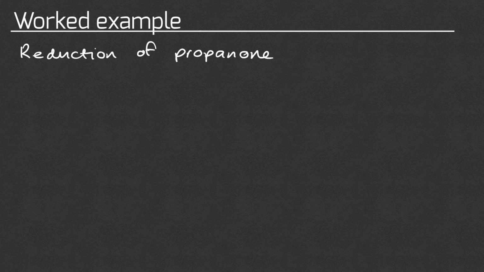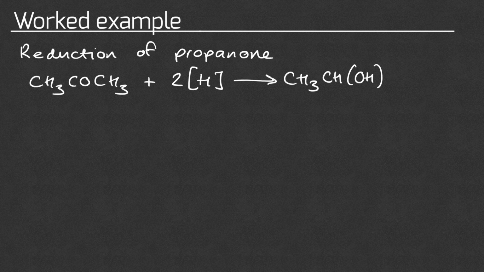Let's look at a worked example for what the reduction of propanone would look like. So writing out the structural formula in the form of an equation, we can see that we've got propanone plus two equivalents of reducing agent. Remembering we can write the reducing agent, the sodium borohydride, as a H in square brackets, and this will form propan-2-ol. So again, we're going from a ketone to a secondary alcohol.